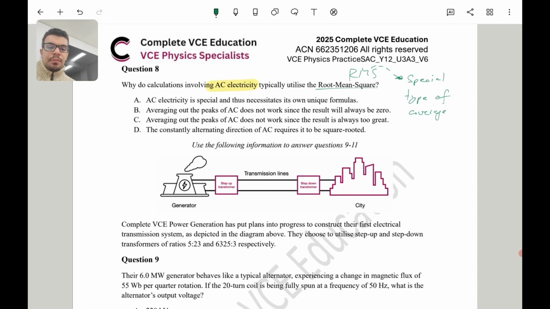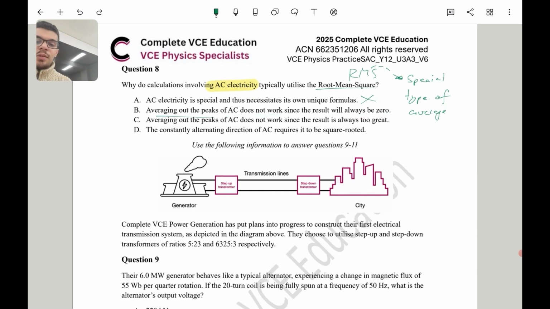Now, let's have a look through these options. A: AC electricity is special and thus necessitates its own unique formulas. Well, we know that's just not true. It is special, but that doesn't mean that it necessarily needs its own formulas. It's not an accurate representation of what's happening. B: averaging out the peaks of AC does not work since the result will always be 0.